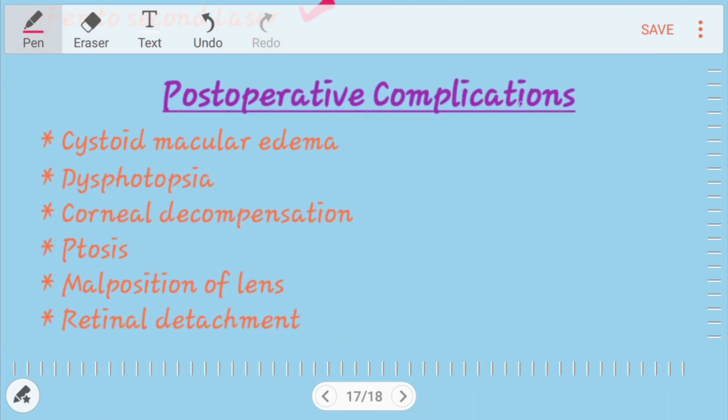Last but not the least is post-operative complications: cystoid macular edema, dysphotopsia, which is visual disturbance due to irregular refraction from the lens, corneal decompensation, which is corneal edema, ptosis, drooping of the eyelid, malposition of the lens, which is dislocation of the lens, and the last is retinal detachment.